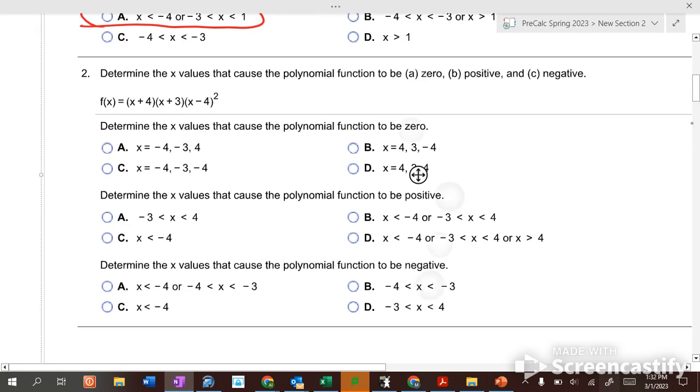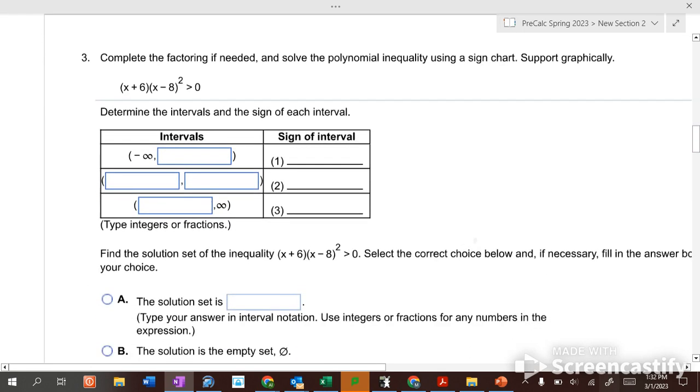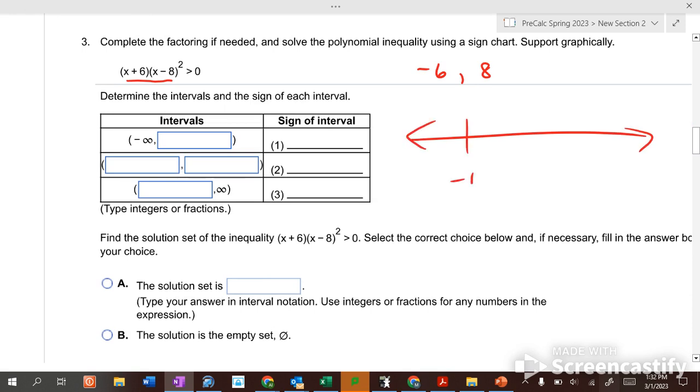You'll just draw sign charts. And here, when you have a double root, it's not going to cross there, so you got to be a little more careful there. Be careful in checking your numbers. Okay? So the intervals here. So what happens here is your roots are -6 and 8. So on your number line, you're at -6 and you're at 8. So from -infinity to -6, you have to figure out what's going on. From -6 to 8, you have to figure out what's going on. And from 8 to infinity, you have to figure out what's going on.